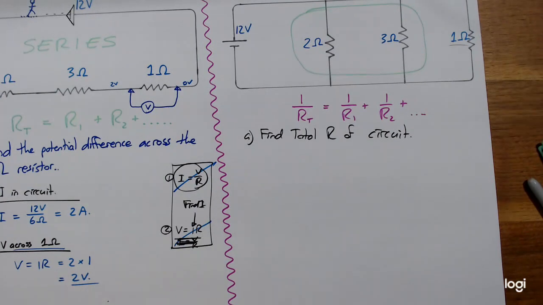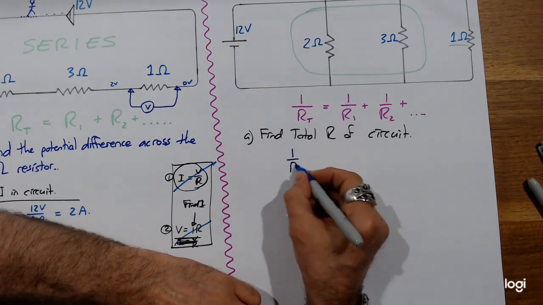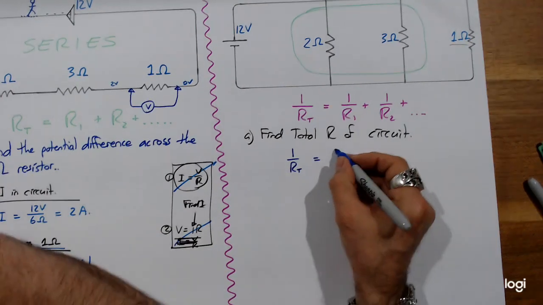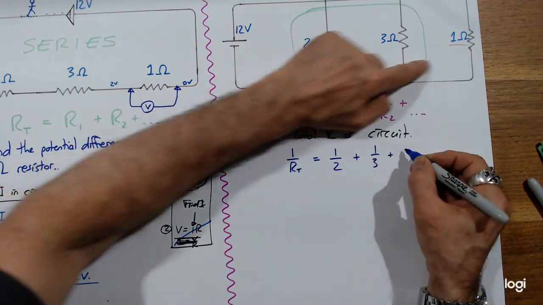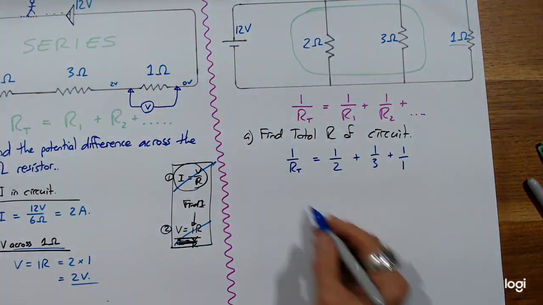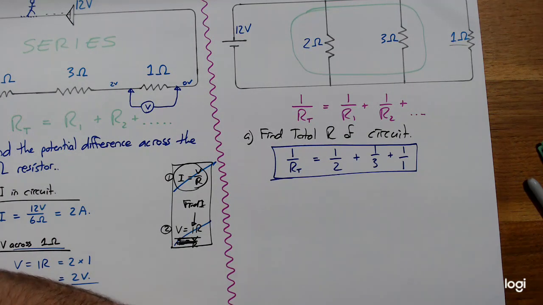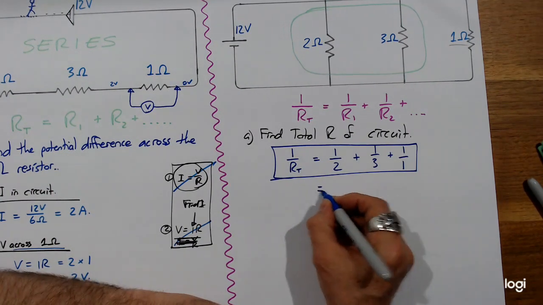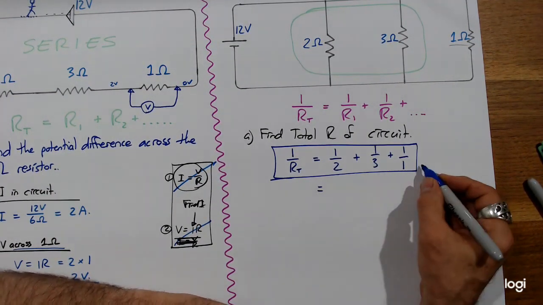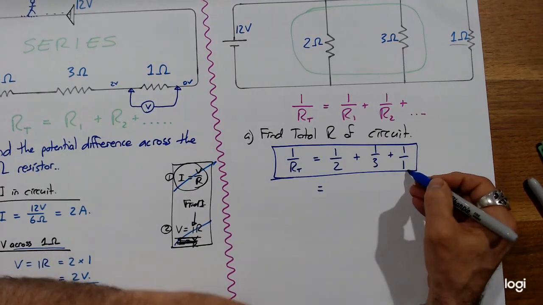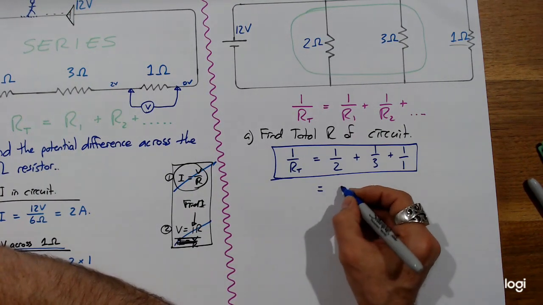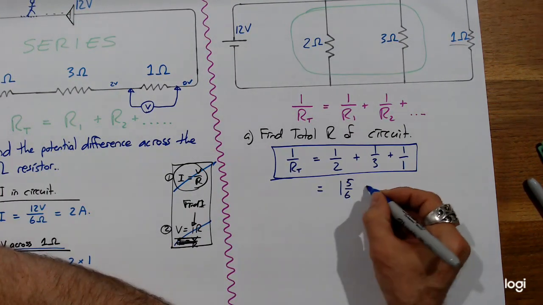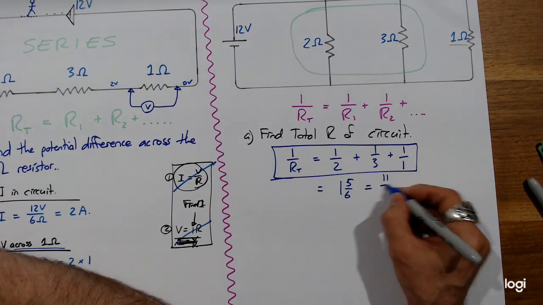Okay, let's do it. 1 on RT equals 1 on the first one, 1 on the second one, 1 on the third one. That's it. So we have to solve that for RT. Step 1, add all that together. A half plus a third plus 1 is 1 5/6. Trust me. So that is 1 5/6, which is 11/6.